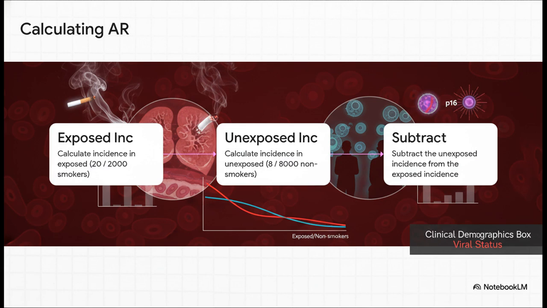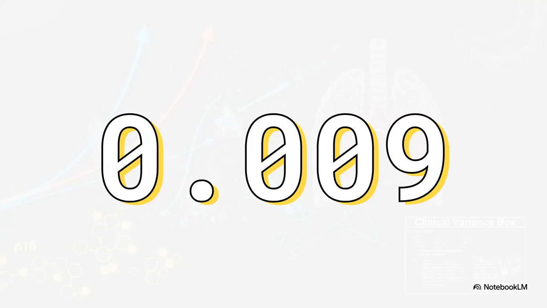First, you find the incidence in the exposed group, say 20 out of 2,000 smokers, which is 0.01. Second, you calculate the unexposed incidence, 8 out of 8,000 non-smokers, giving you 0.001. Finally, you simply subtract that baseline rate from the exposed rate, and the final attributable risk is 0.009. This isn't just a math problem, it's a precise, quantifiable measure of the danger of smoking in this cohort. It tells us that out of every 1,000 smokers, exactly 9 will develop this cancer specifically because of their smoking.